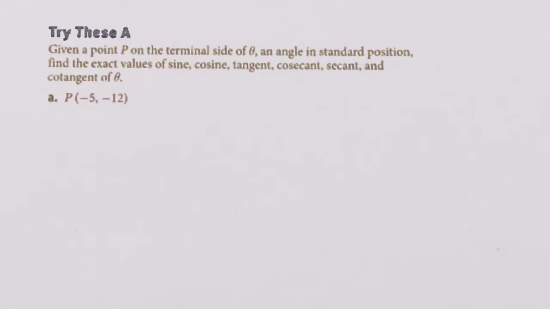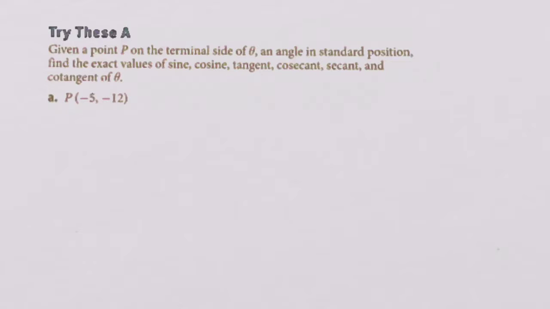Okay guys, so we're going to go ahead and try these. The question basically asks, given a point P on the terminal side of theta, an angle in standard position, find the exact value of sine, cosine, tangent, cosecant, secant, and cotangent of theta. And they give you a point. In this case, our point P is -5, -12.